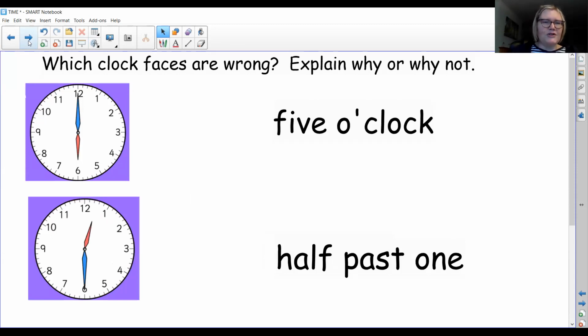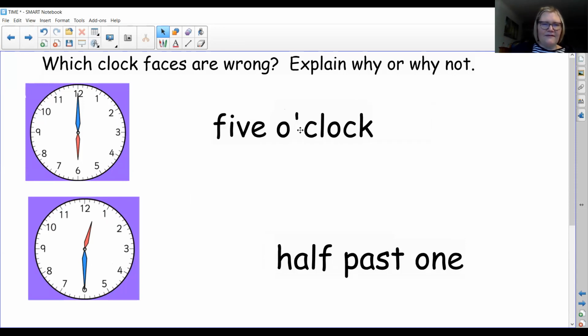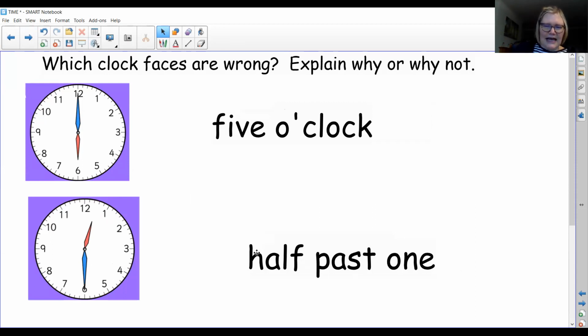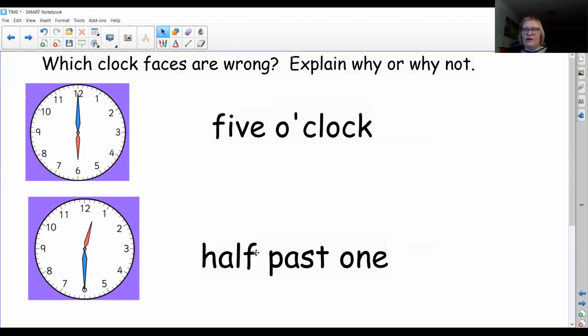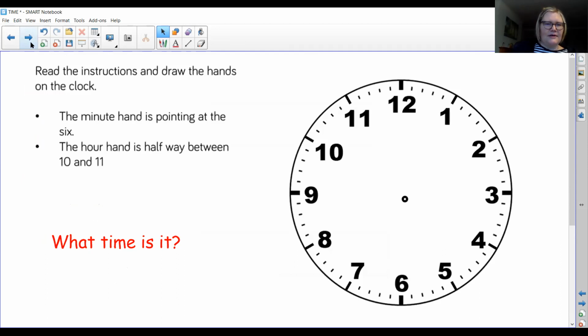So another one, just pause the video. Which clock faces are wrong? Have a look at them, have a little chat. Right, the first one, it isn't 5 o'clock, it's 6 o'clock, isn't it? And the second one, again, it's not 1:30 because the hour hand is in between the number 12 and 1. So the time would be 12:30, wouldn't it?